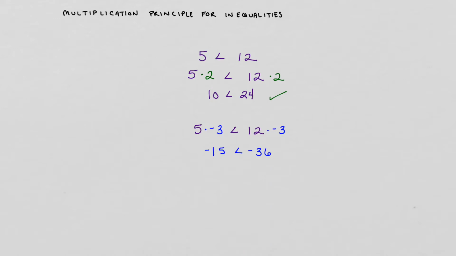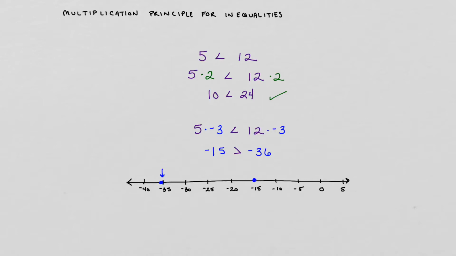This statement is incorrect, and let's take a look at it on a number line. As we can see on this number line, negative 36 is further down to the left on the number line, which means that it is a smaller number. So we need to correct the statement that we have here. The easiest way for us to do this is to simply flip the inequality sign. So now we're going to say that negative 15 is greater than negative 36.